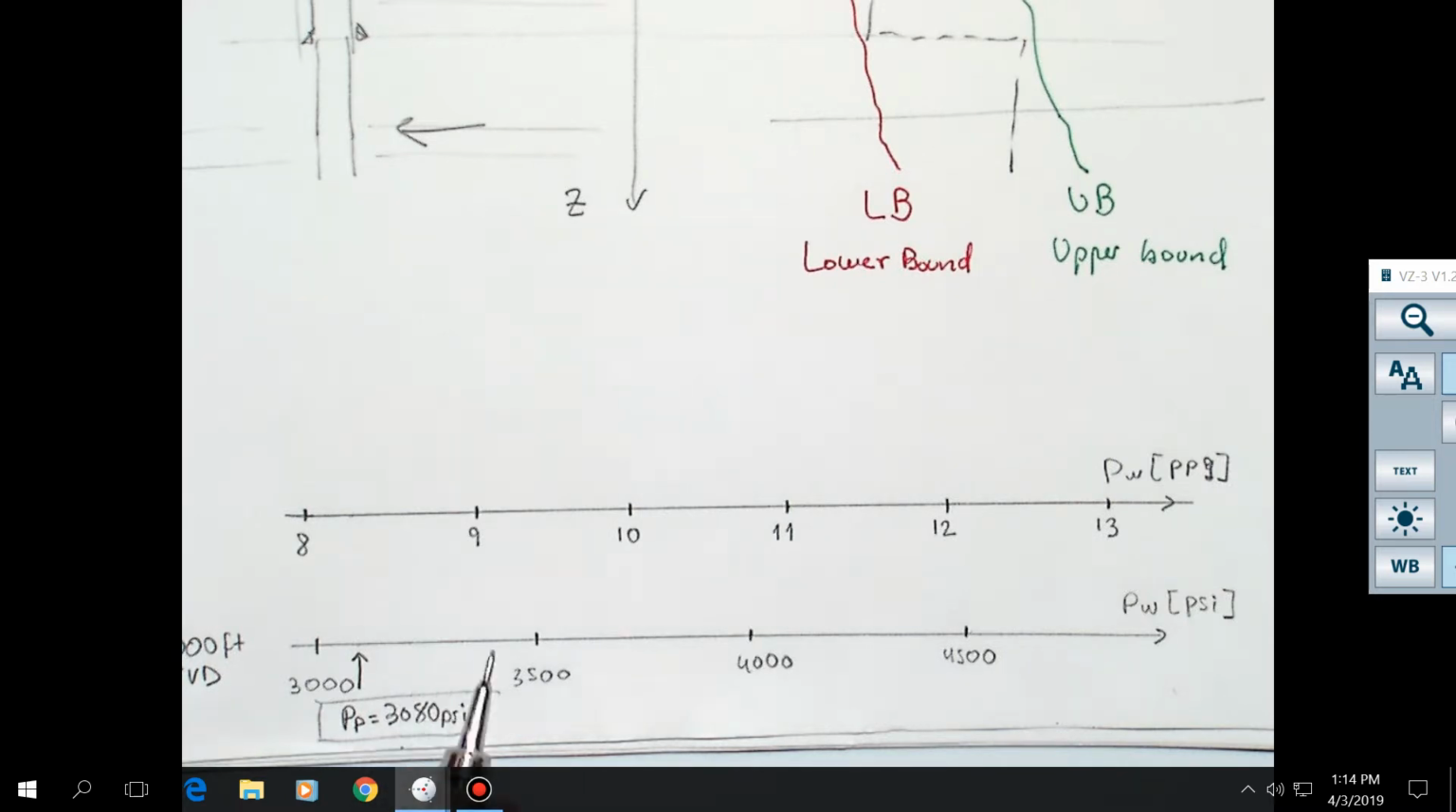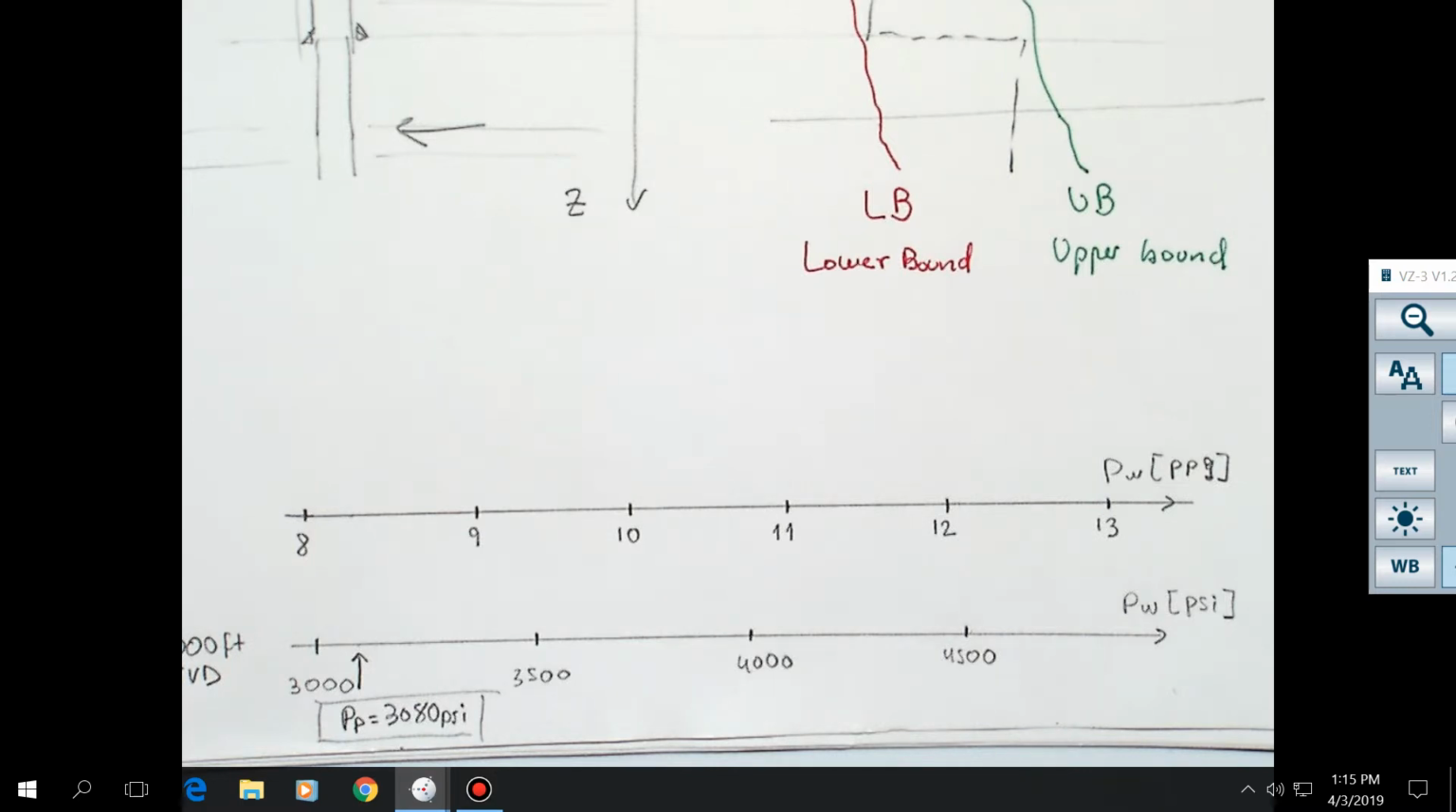But usually we want the pressure in the well to be above this number. Okay, this one sometimes is going to work as an absolute lower bound. That means that you may not want to go below that one, most times.